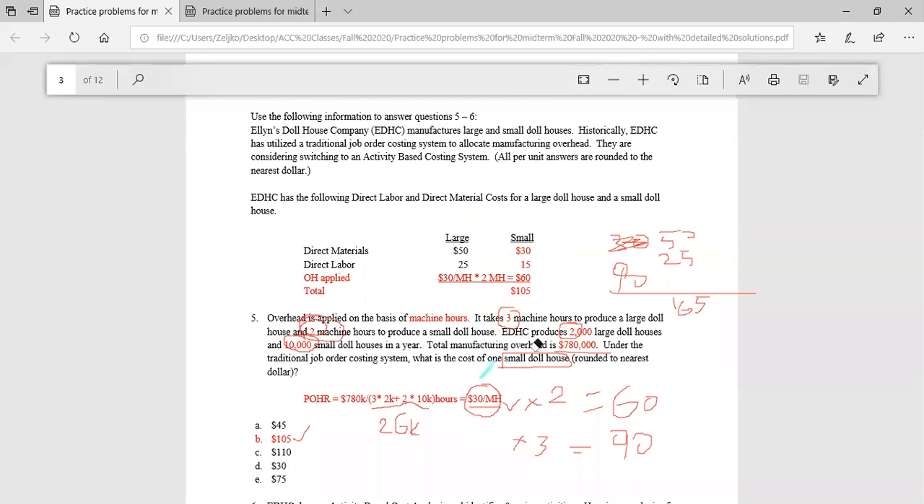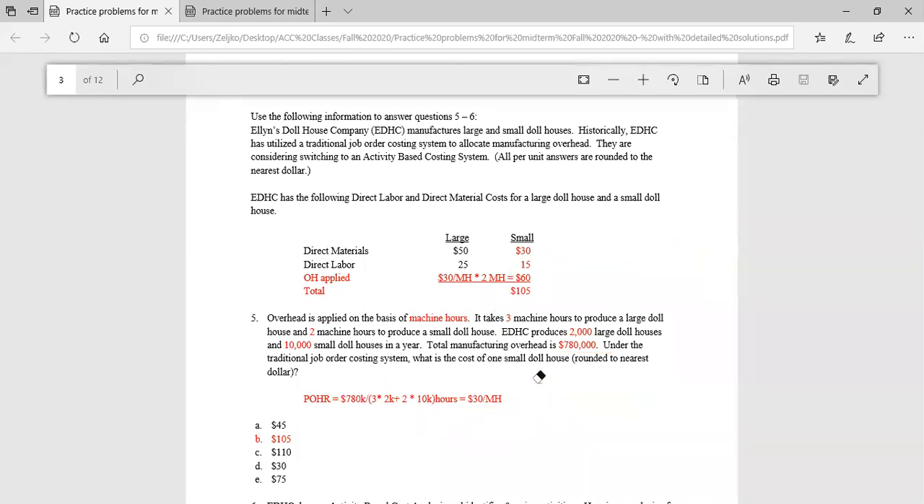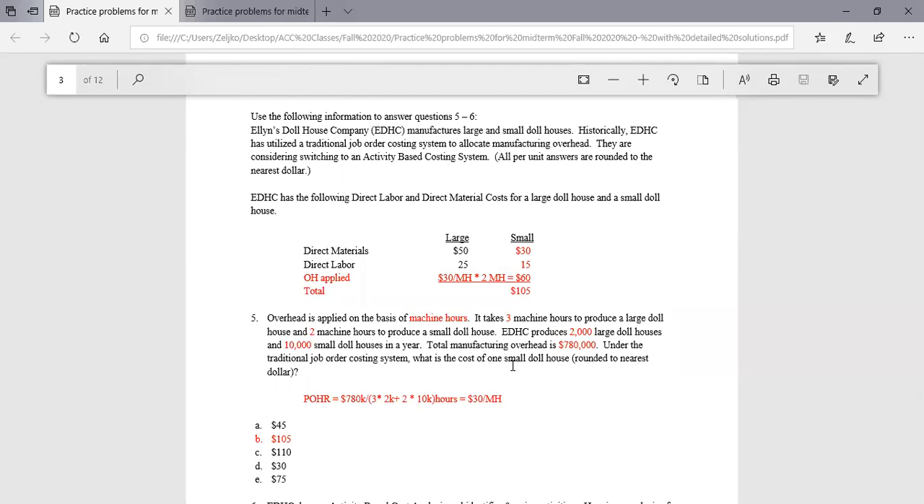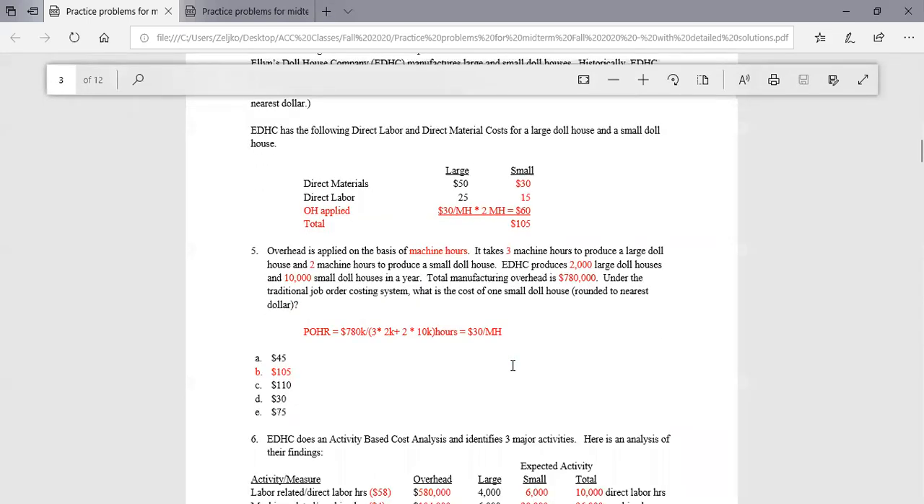Okay, so this is again straightforward, but a lot of detail, right? A lot of detail, a lot of things to keep track of. Which house? Small house. What's the allocation base? Machine hours. Okay, and then you set it up in your head like this, and then you start putting things down. Of course, you have to know that POHR is just a POHR. You have to use it to figure out what you applied over to this dollhouse.